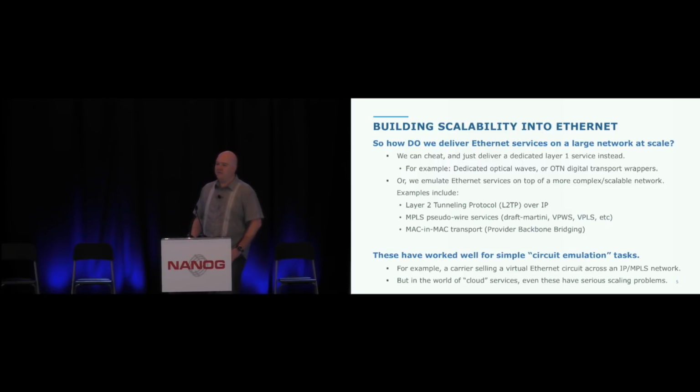This works pretty well for simple circuit emulation stuff. A very common thing that you see is a carrier selling a virtual Ethernet circuit across their MPLS network, right? They have a converged IP/MPLS network, and while they have it, they can say, here's a 50 meg circuit, here's a 1 gig circuit across my backbone, and it all rides the same infrastructure. But if you start to look at the world of cloud services, even this type of technology really starts to hit these big fundamental scaling limitations.